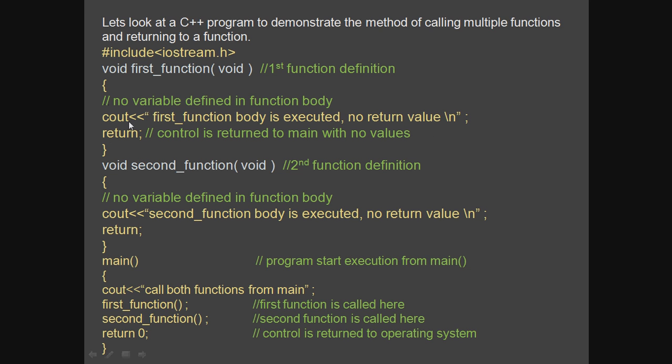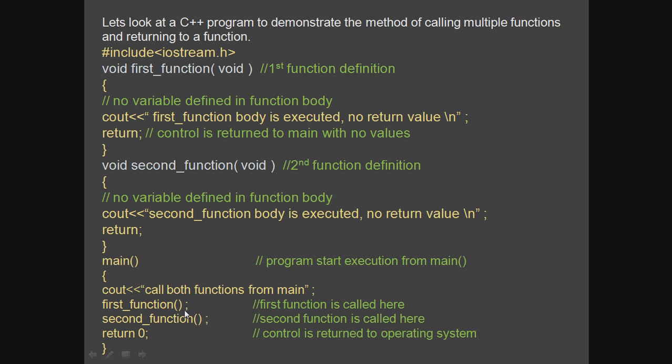So in this function body, there is only a cout statement, so it will display this message: first function body is executed. No return value, because no variables are declared and no formula is executed here, right? And then return. So what does it return? It does not return a value, but this return statement returns the control back to the main function. So it comes back to the calling function, clear.